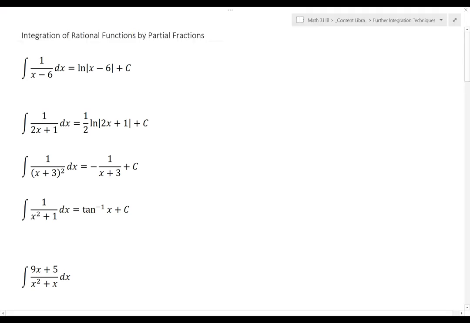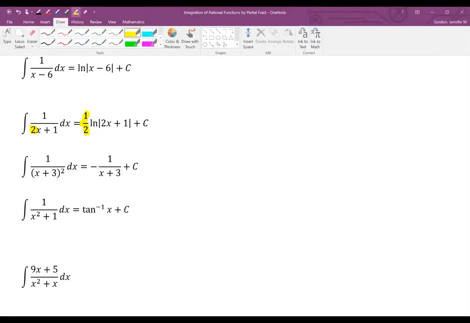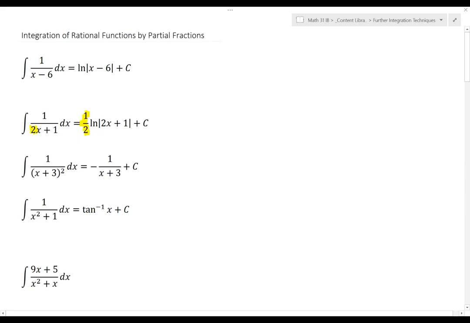If this shifts a little and I still have linear, its derivative is still a constant, but that derivative is no longer 1. So the derivative of 2x plus 1 is 2. Then I need a coefficient of 1/2 to balance that out, but I'm still dealing with a natural logarithm for the antiderivative.